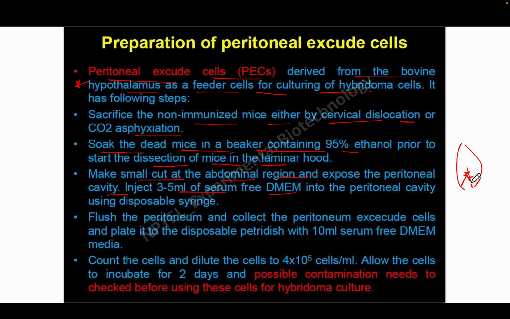And plate it to a disposable petri dish with 10 ml serum-free DMEM media. So only DMEM media you are injecting, and then you are again drawing it out, so you are collecting peritoneal cells. Count the cells and dilute them to 4 x 10^5 cells per ml. Allow the cells to incubate for 2 days, and possible contamination needs to be checked before using these cells for hybridoma culture.